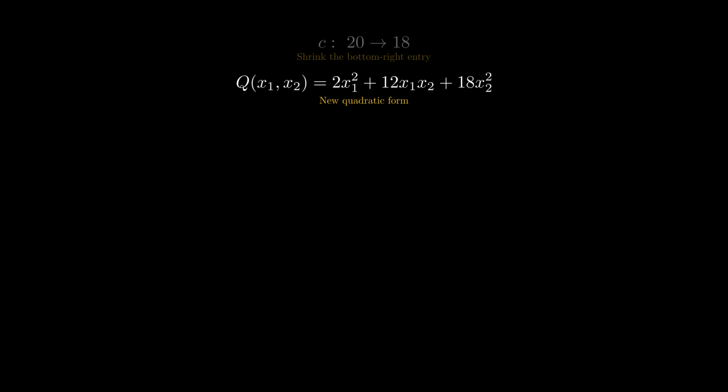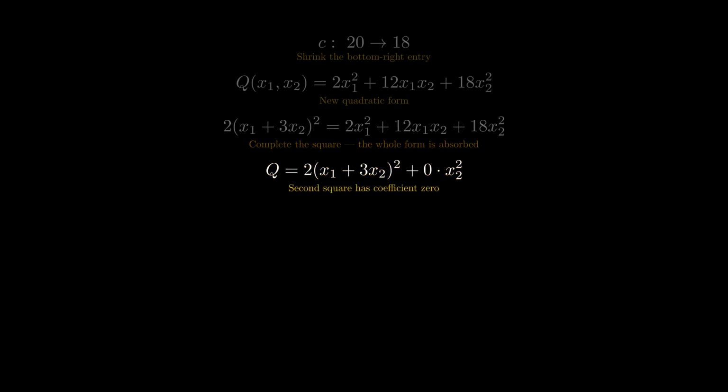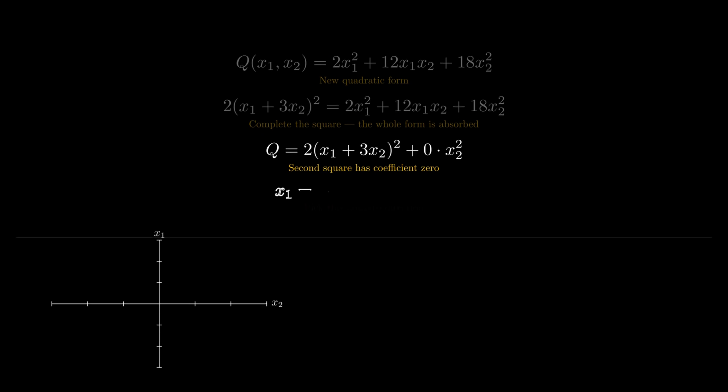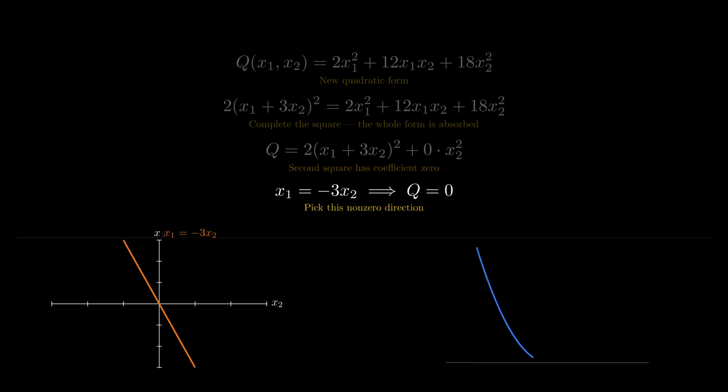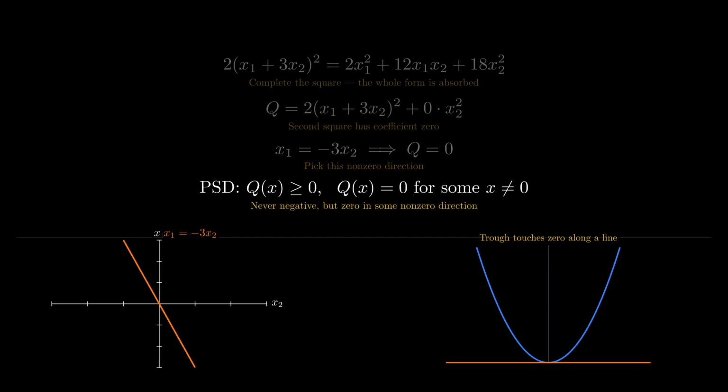Repeating the same completion of the square now gives 2 times the quantity x1 plus 3x2 squared plus 0 times x2 squared. The second coefficient has vanished. The form is still never negative, but now it hits 0 off the origin. Choose x1 equal to negative 3x2, and the single remaining square dies. This is positive semi-definite, the borderline case. Semi-definite does not mean sometimes negative, it means never negative, but 0 in some non-zero direction. The missing square, not a negative one, is the signature.